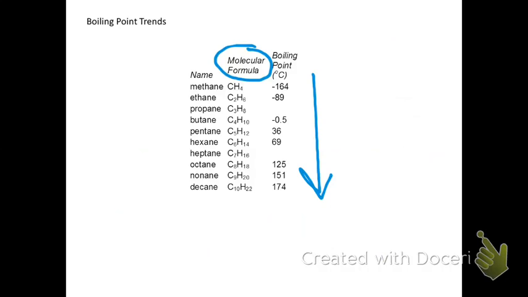Now, all of these alkanes are non-polar, so let's make a note of that. These are all non-polar. And since they're all non-polar, what are the forces that are going to determine the boiling point here? Just as we found with other non-polar compounds, the melting points are determined by the intermolecular forces. The same thing occurs here with these molecules. The boiling point is determined by the intermolecular forces.